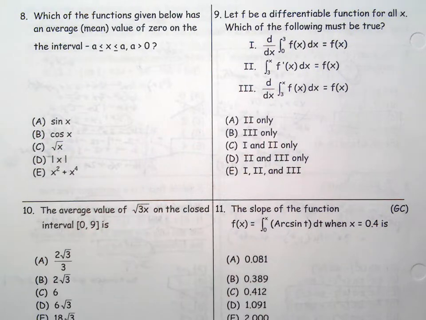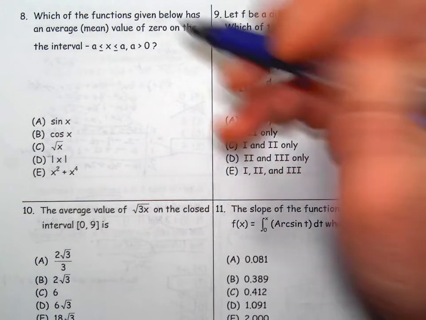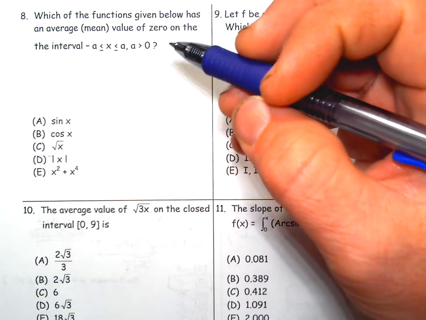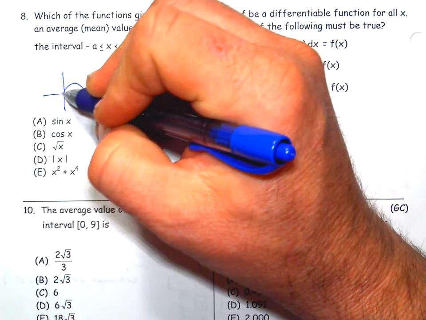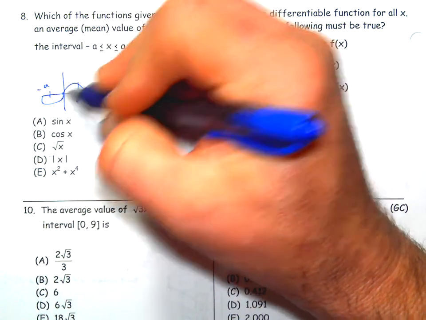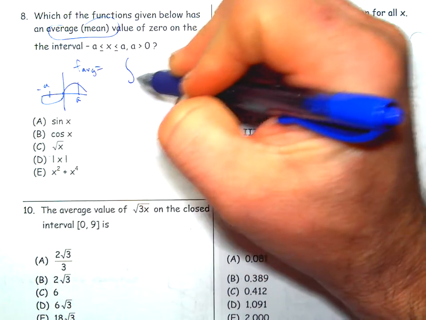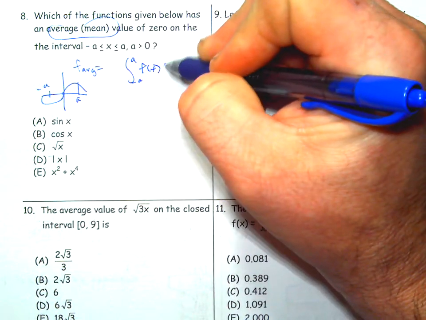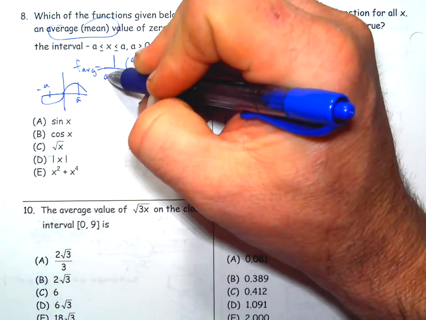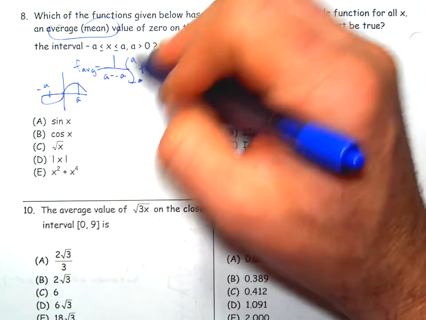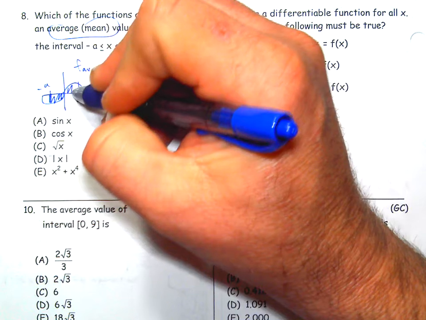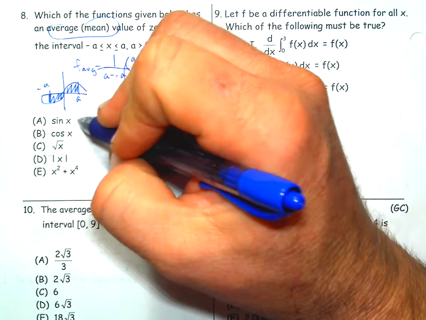So, number 8, which of the functions below has an average value of 0 on the interval negative a to a, and a has to be positive. I'm assuming there's only one answer, but we could do this visually. Sine looks like this, right? So if we go from negative a to a, the average value, f average, equals the integral from negative a to a of f of x dx, and then we divide by the base of the rectangle, which would be 1 over 2a. But it's all about this integral right here. So if you integrate an odd function from negative x to a positive x, it's going to give you 0.